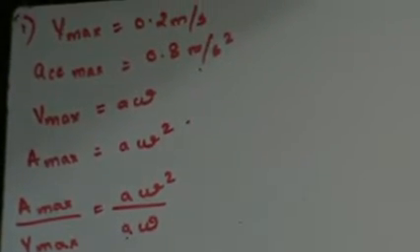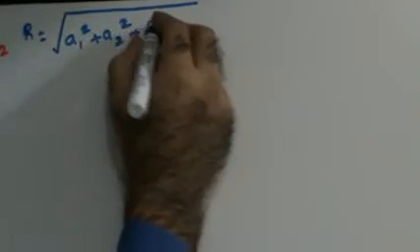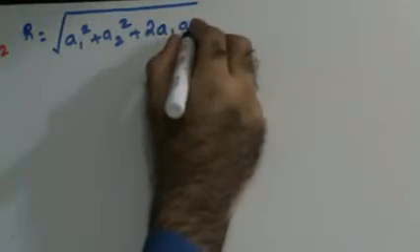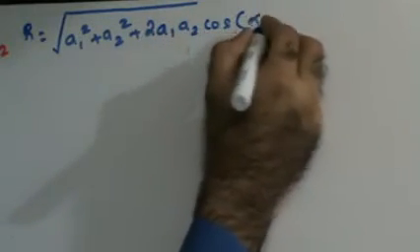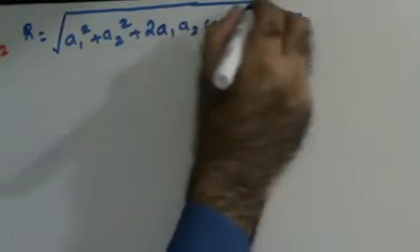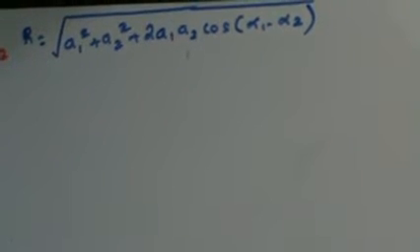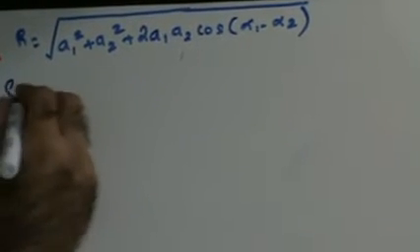So from there we know that the resultant amplitude is going to be square root of A1 square plus A2 square plus twice A1 A2 cos(alpha 1 minus alpha 2). You have all the values, you should be able to substitute and get the resultant. And you can also find out the phase.